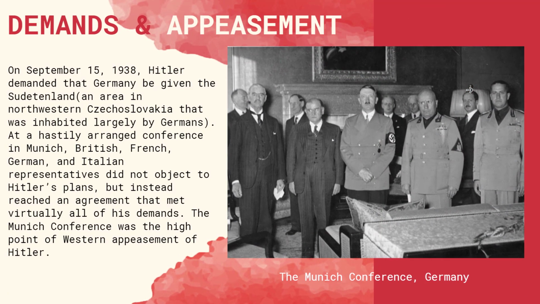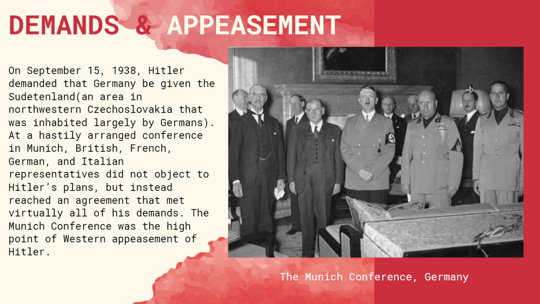So, again, appeasement. You're going to hear this a lot in this beginning part of the war and how it started. Hitler, 1938, he's continuing to make these demands. He demands, not asks, but demands that he be given the Sudetenland, which is the northwestern area of Czechoslovakia, and a lot of Germans inhabit that area.